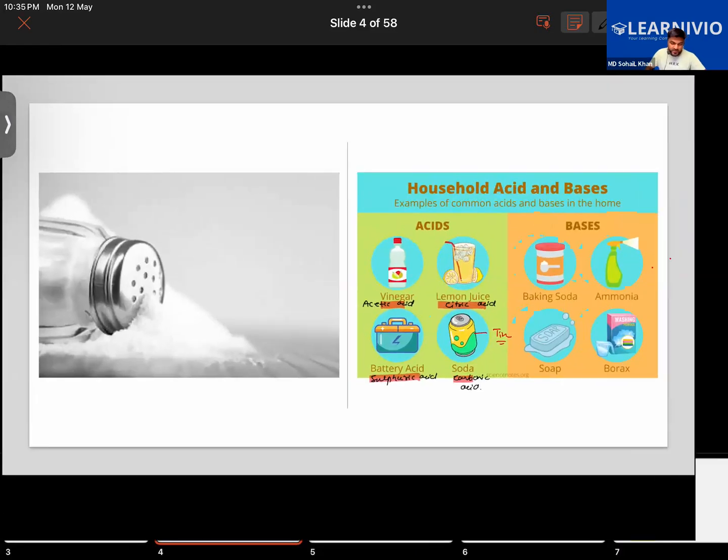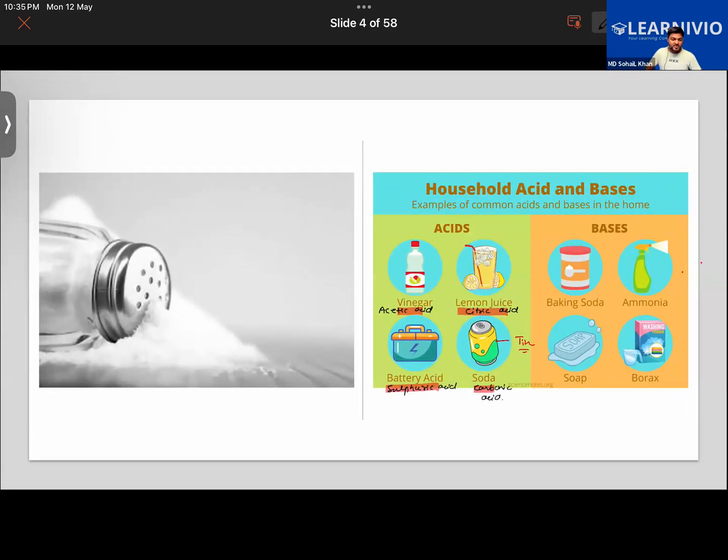See, in our day-to-day life, there are different types of substances, different types of food that we consume. Some of the food that we consume has a sour taste. Some of the food has a bitter taste. Generally, the food that has a sour taste is called acidic food, said to contain acids in it. And the food items or substances that have a bitter taste are said to have a basic nature, said to contain a base in it.